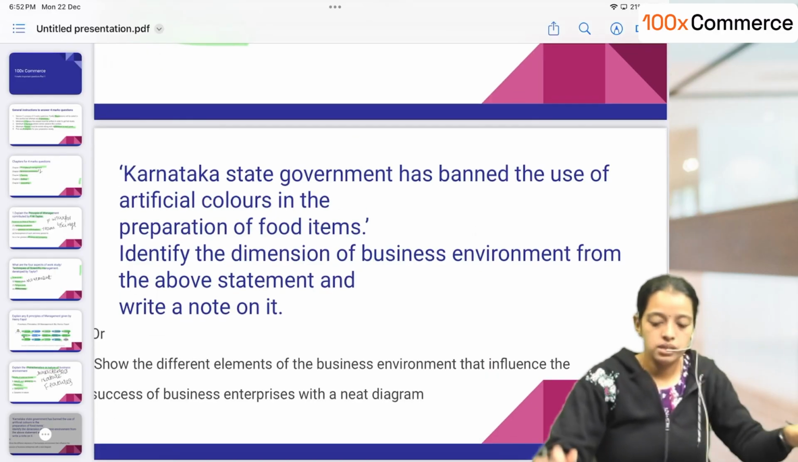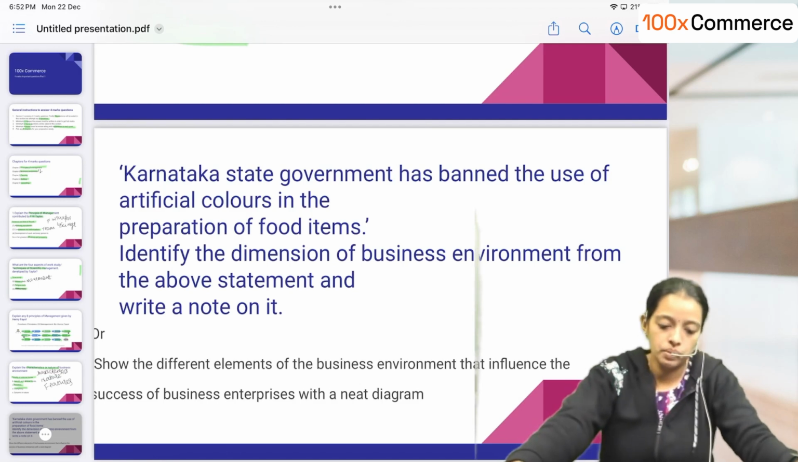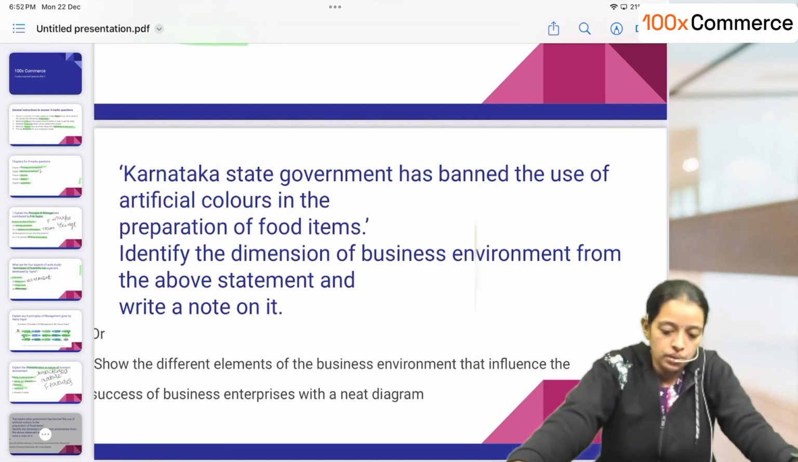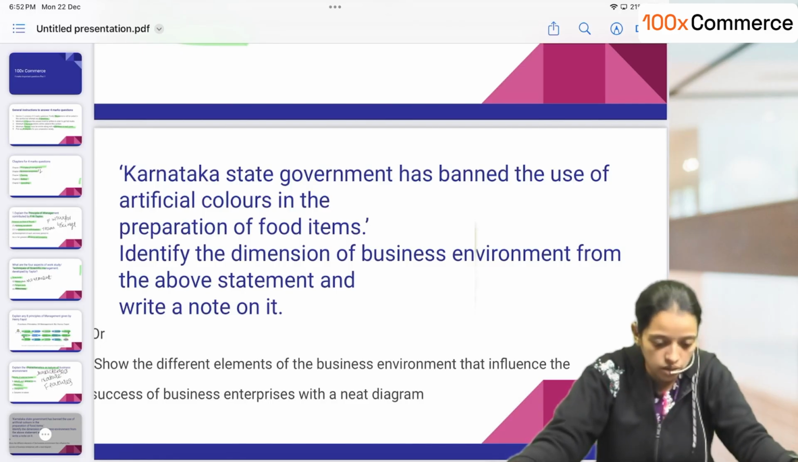Karnataka state government has banned the use of artificial colors in the preparation of food. Identify the dimension of business environment from the above statement and write a note on it.